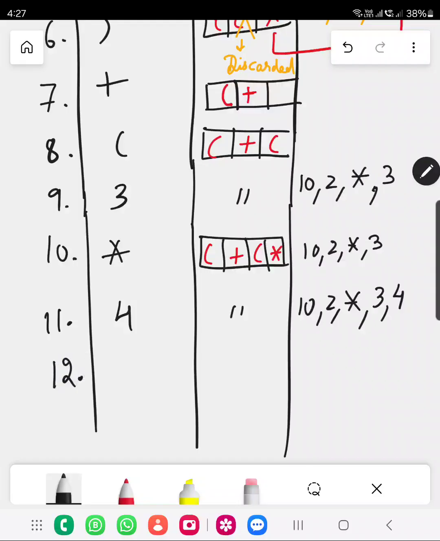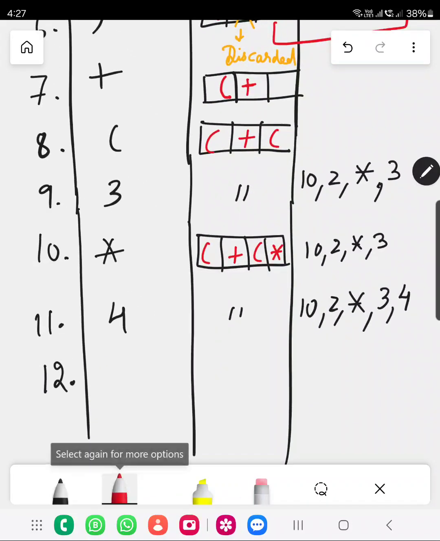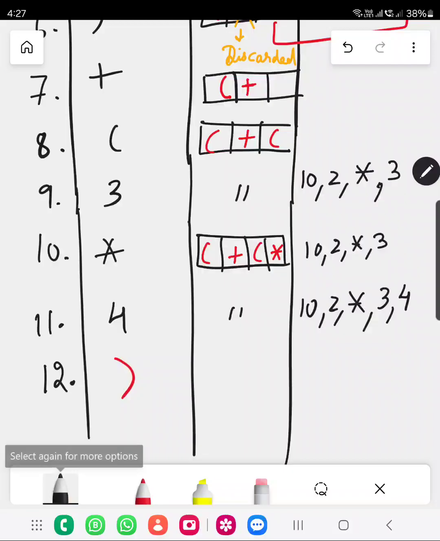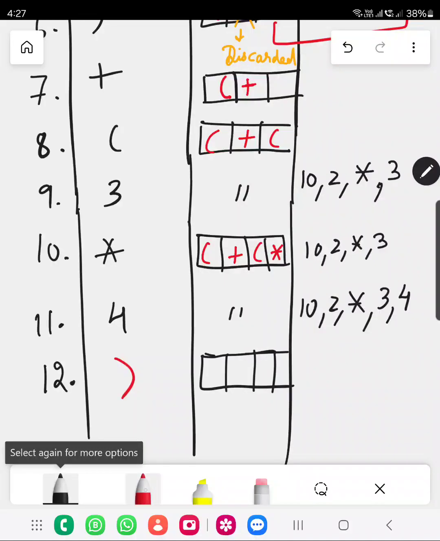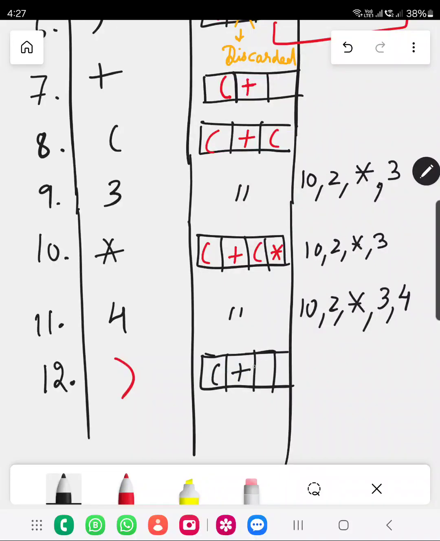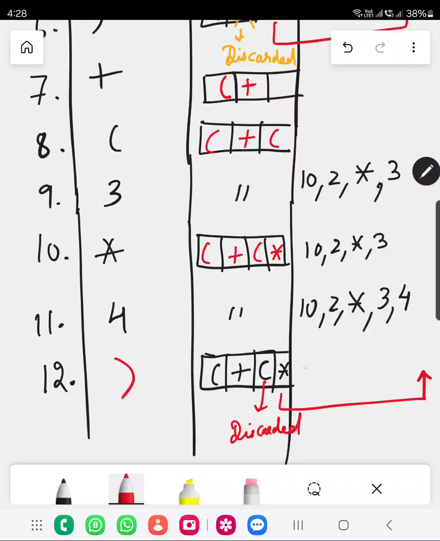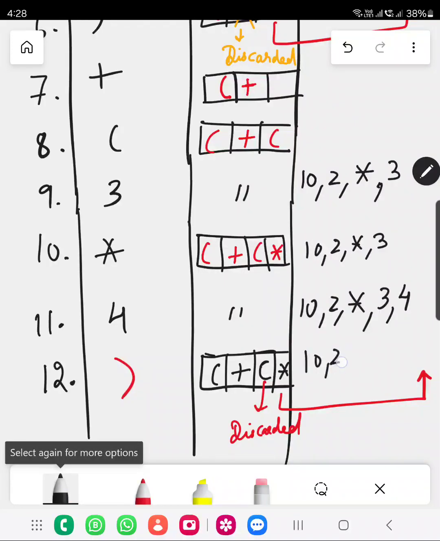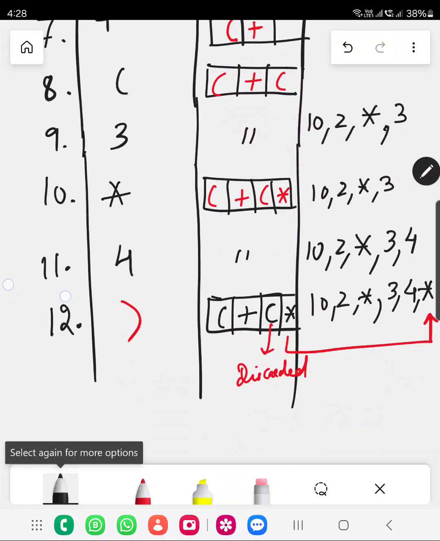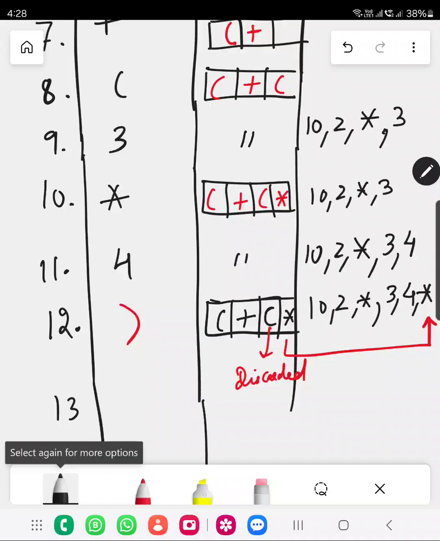After 4 we have the right parenthesis. So whenever we have a right parenthesis, we have to take out everything from the stack and put it on the postfix expression. We have plus, and now this, and then multiply. The multiply comes out and this left parenthesis gets discarded. So what do we get? 10 2 multiply 3 4 multiply, and at the end we will have plus.